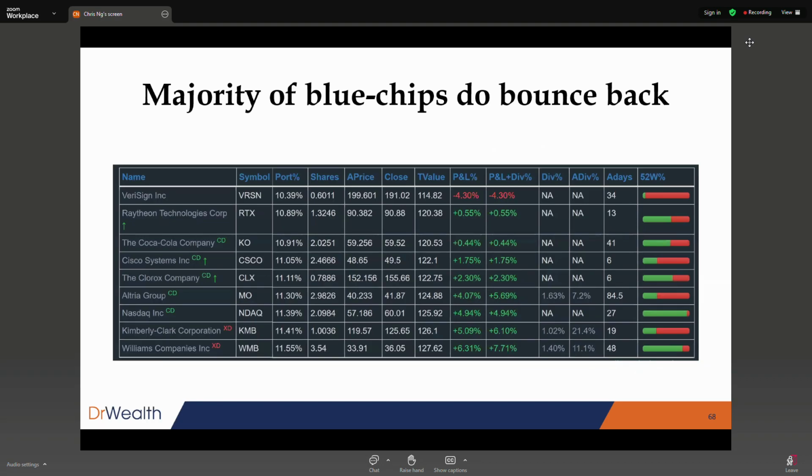And the truth is that the majority of these blue chips bounce back. Some blue chips would actually lose a certain amount of money and then you cut your losses. But the majority of these blue chips do bounce back. So it earns you, on average, a very decent return over time, at a very, very reasonable risk.